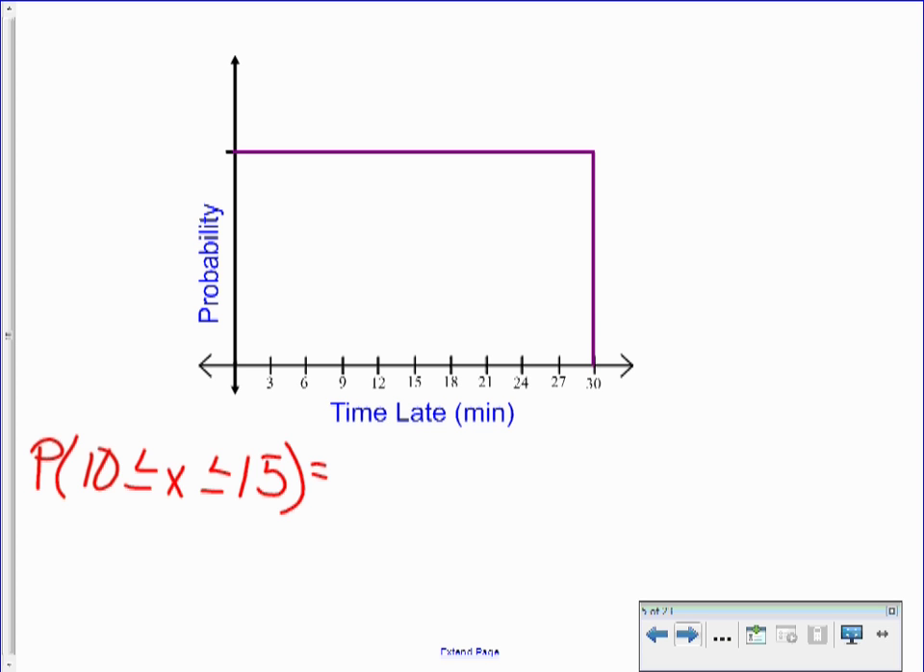That is not part of our scenario. Certainly, in a practical sense, yes, that could happen, but again, not part of our scenario. So we are between 10 and 15 minutes late. So that represents this chunk of area underneath our curve. And that area, when we calculate it, will give us the probability that they are between 10 and 15 minutes late.